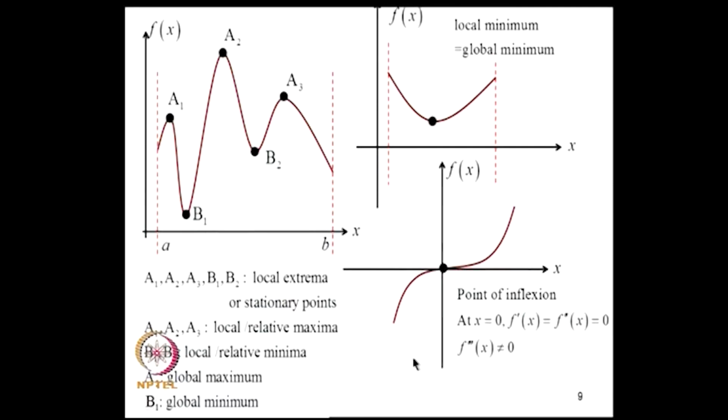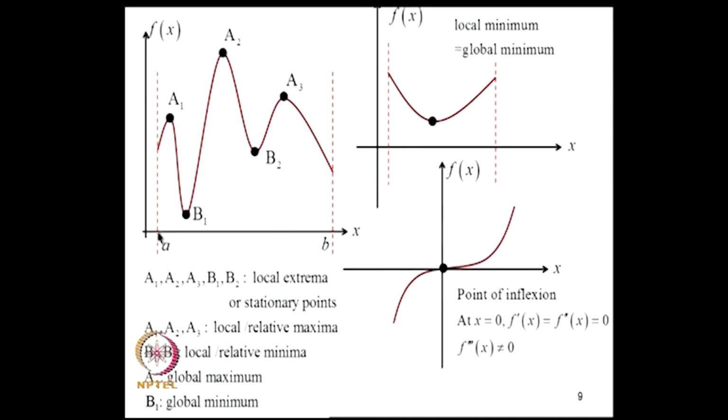So, we can see a few schematics here. This is a function f of x versus x, and we have here a1, b1, a2, b2, a3. These are known as local extrema or stationary points. Obviously, f prime of x is 0 in this depiction here. These a1, a2, a3 are known as local or relative maxima. b1 and b2 are known as local or relative minima.